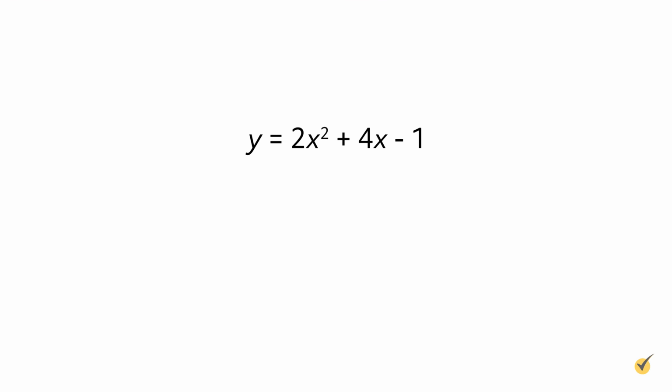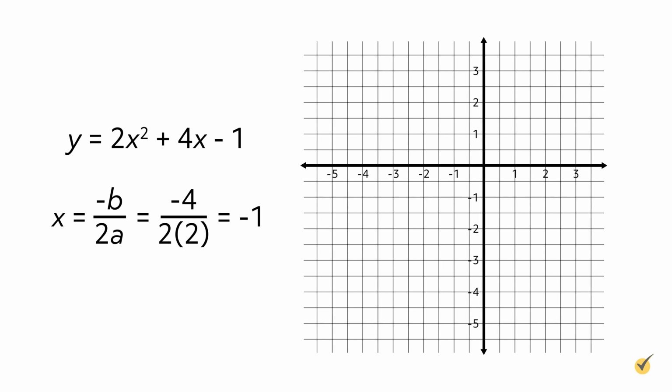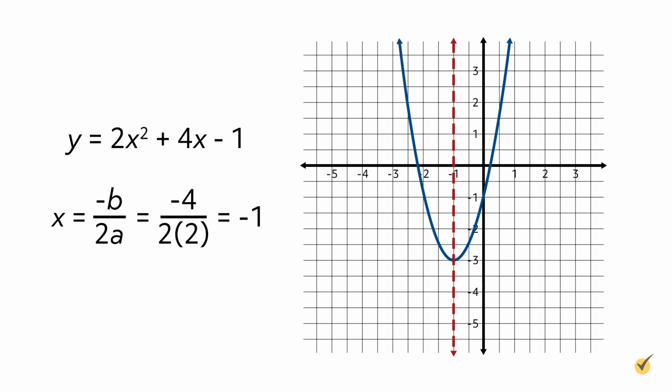Let's try it out with an example. Find the equation of the axis of symmetry of the parabola y equals 2x squared plus 4x minus 1. Since this parabola is already in standard form with descending terms, we can plug a and b into our formula. So x equals -b over 2a becomes x equals -4 over 2 times 2, which simplifies to -1. We know that -1 is the x-coordinate of this parabola's vertex. Because of this, the axis of symmetry occurs along the line x equals -1, as shown here.